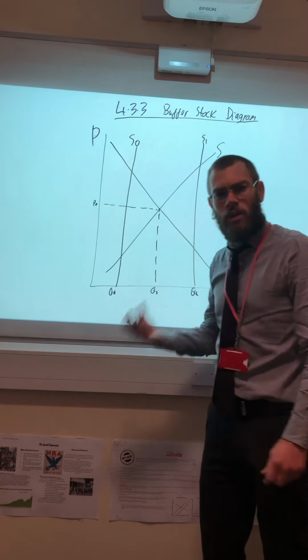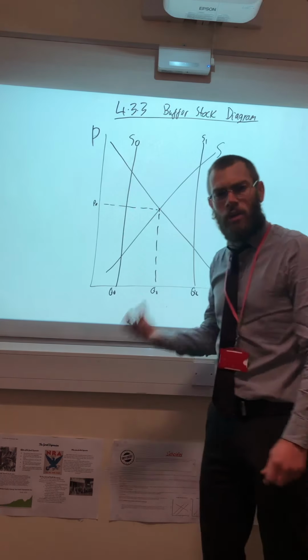Now that's not good for consumers if prices go really high, it's not good for producers if prices go really low. The price is volatile, it's constantly moving, and this might be week to week, month to month, year to year. So what does the state do? What could they do? Well, they could use something called a buffer stock, and this is what we're going to look at here. And the overriding aim of this is to reduce this volatility.